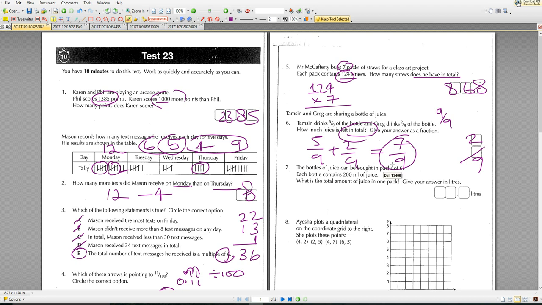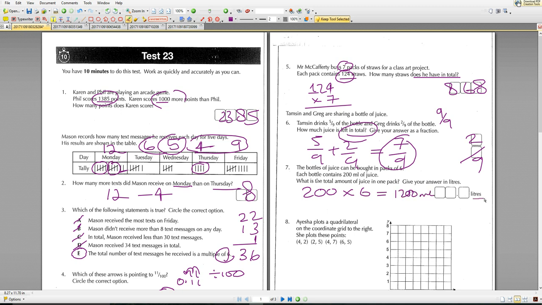Question number 7. Bottles of juice can be bought in packs of 6. Each bottle contains 200 milliliters of juice. What is the total amount of juice in one pack? Give your answer in liters. So the bottles of juice can be bought in packs of 6. Each bottle, okay, so we're going to have 200. We're going to multiply it by 6. That gives us 1200 milliliters.